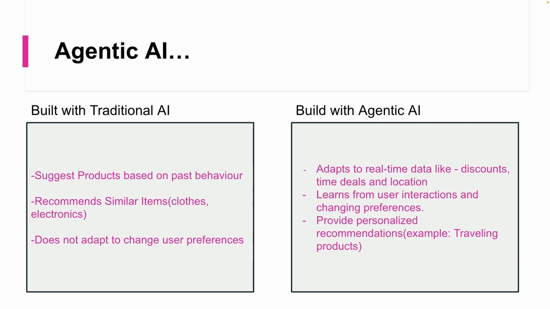Agentic AI offers personalized recommendations, like suggesting travel-related products tailored to your next trip. If you have been booking flights to Europe, to Mumbai, or any places, the system might suggest baggage deals, travel accessories, or even discounted accommodations. All of this is based on your interests and habits. So it learns from user interactions and changing preferences. This is the difference when you are building your application with agentic AI versus traditional AI.